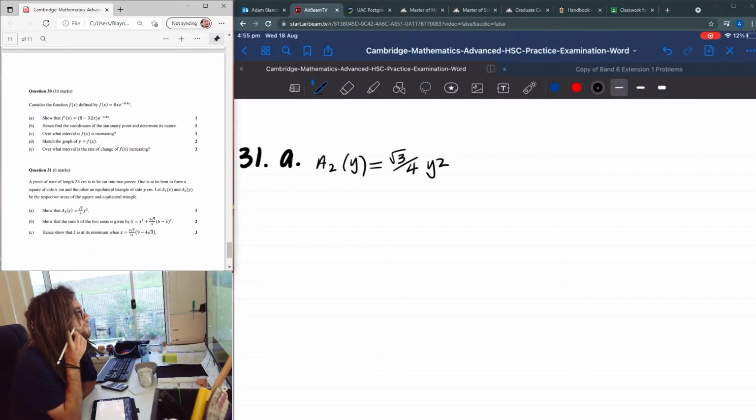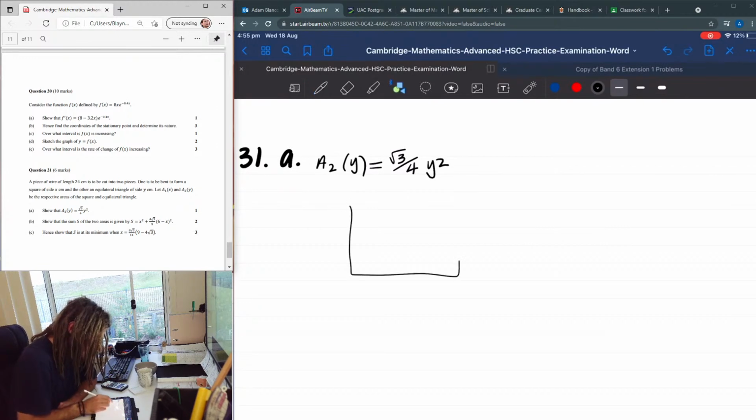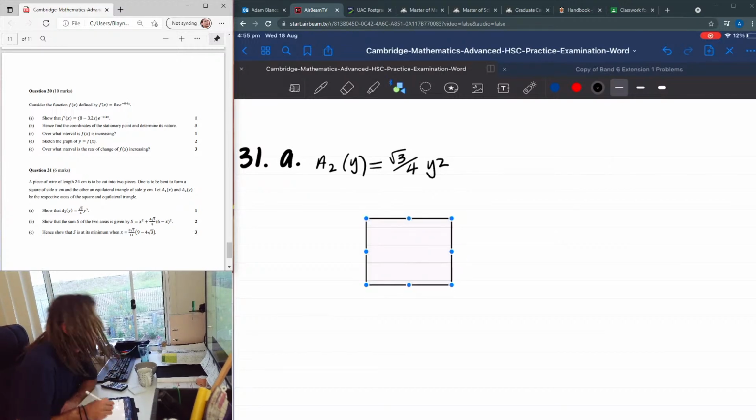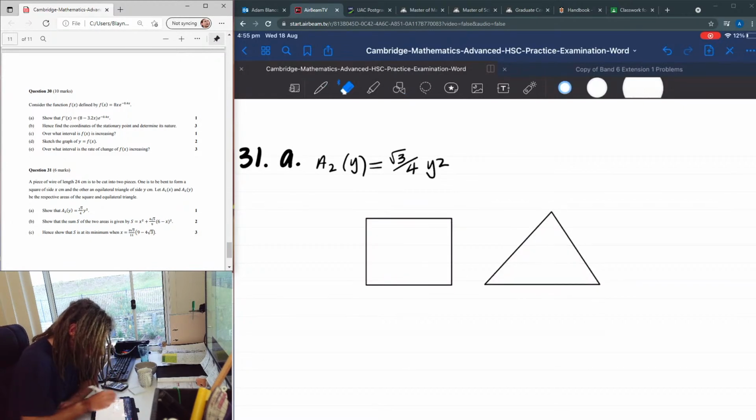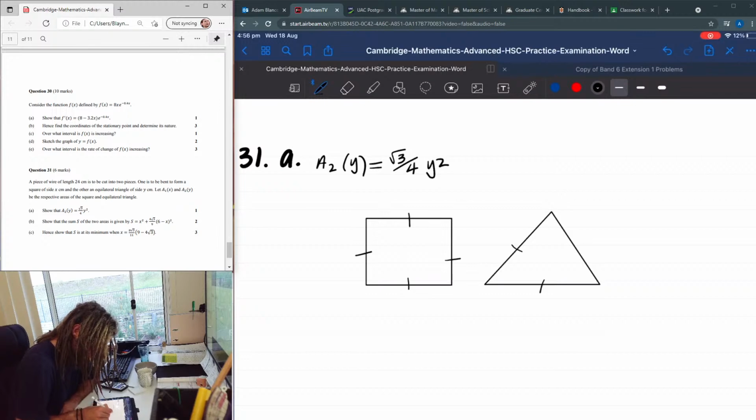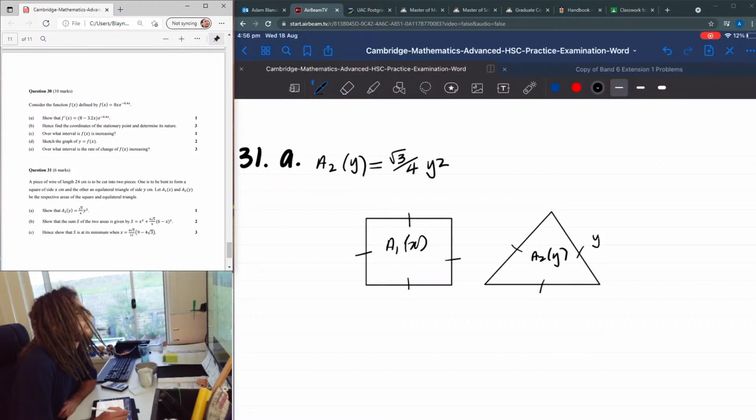Wow, okay. A piece of wire is cut into 2 pieces. One is meant to form a square. Okay, let's draw a square. One is meant to form a square. That's not even a square. And the other, an equilateral triangle of side length y. That's y. Let A1x be the respective areas of the square. So this is A1x. This is A2y. Respective areas of the square and equilateral triangle. Show that. Okay.